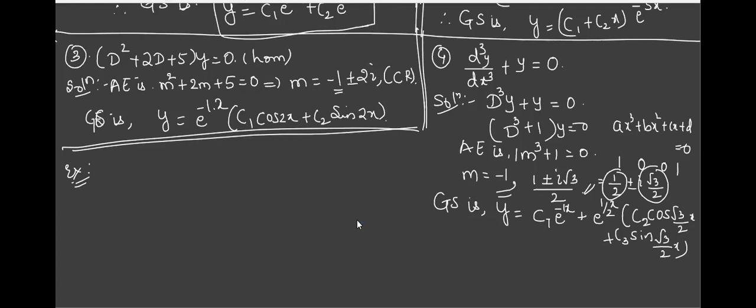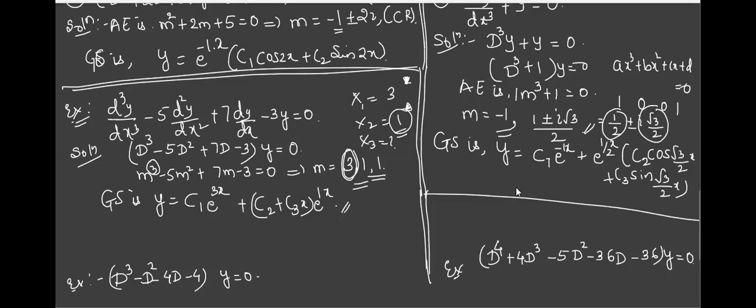Write the next. It is d cube y by dx cube minus 5 d square y by dx square plus 7 dy by dx minus 3y is equal to 0. All of you just try to solve. For this equation, you will get the roots as 3, 1, 1. In the calculator, it is not showing the x3 value, meaning whatever is x2 has to be taken 2 times, because here it is cubic, so you should get 3 roots. But the calculator shows only 2 for this problem, so take the second one once again. Yeah, this is how it should be written.